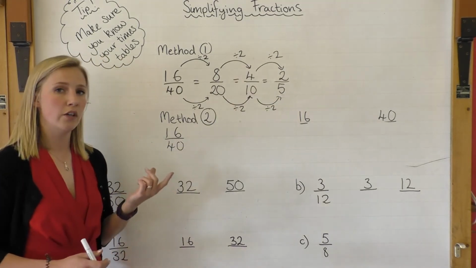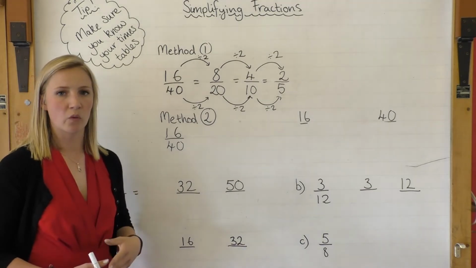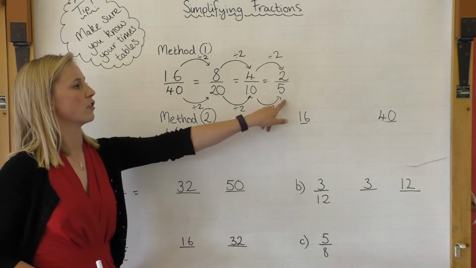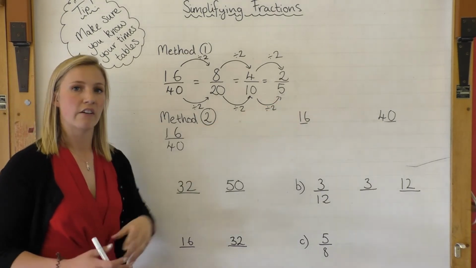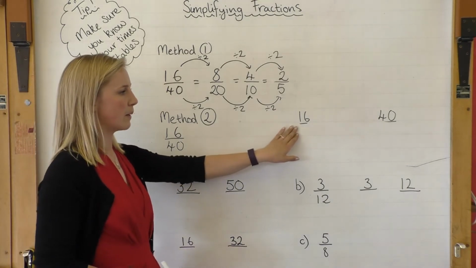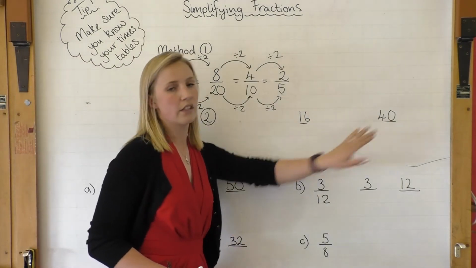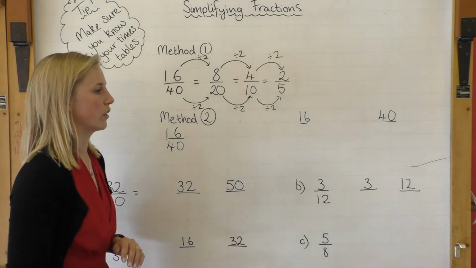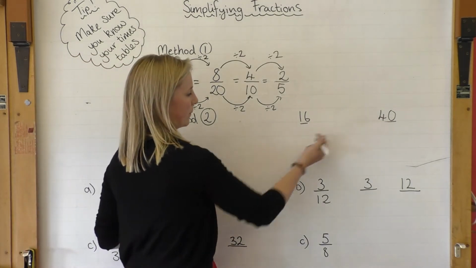Moving on to method 2, it might need a little bit more work initially, however it means that we can jump right to the most simplified fraction from the very first step. So you can see here I've written the number 16 and I've written the number 40. That's going to allow me to write out the factors of the number 16 and 40.